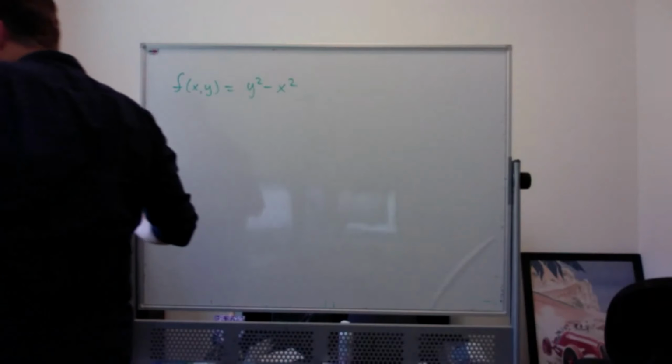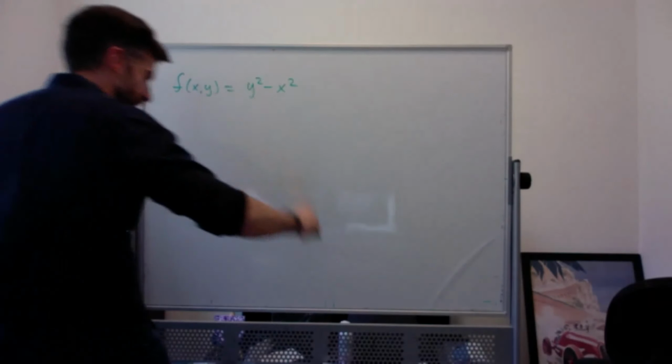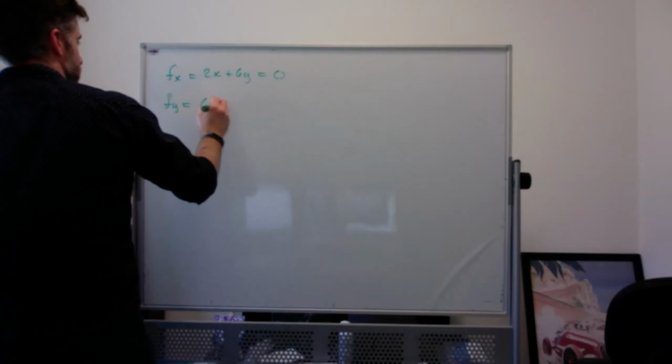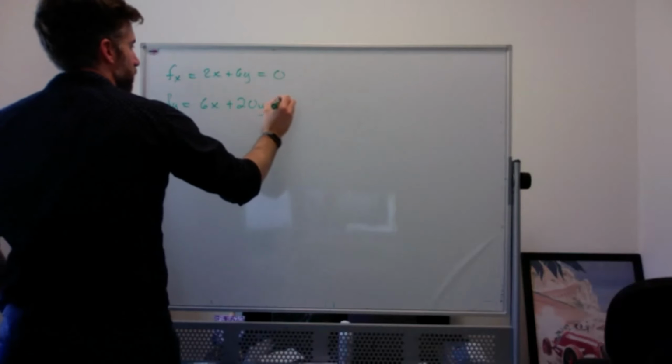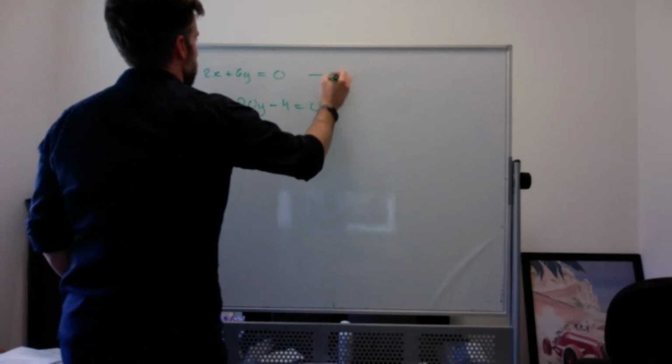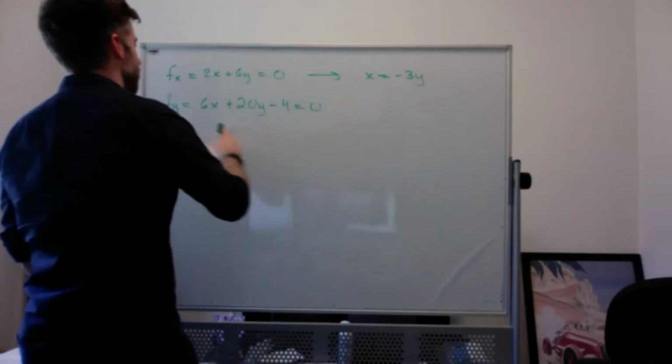If we go back and look, oh man, so let's go back and look. I hate when I make mistakes. We'll do it real quick then. So it should have actually been fx equal to 2x plus 6y equal to 0, and fy equal to 6x plus 20y minus 4, equal to 0. Here we're still getting x equal to negative 3y. Here if we plug that in, that's much better.